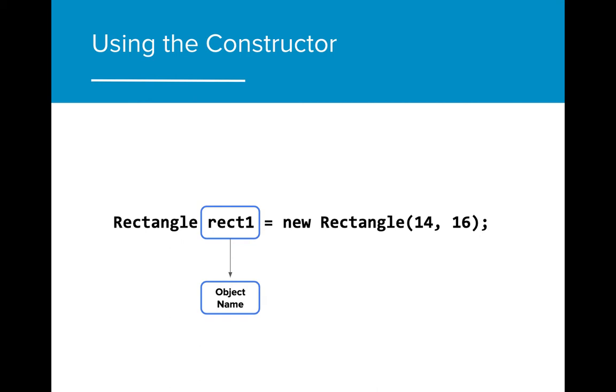Rect1 here is the object name. Whenever we refer to this object in the future, we will use the name that we've assigned it. This is the same as with primitive variables.